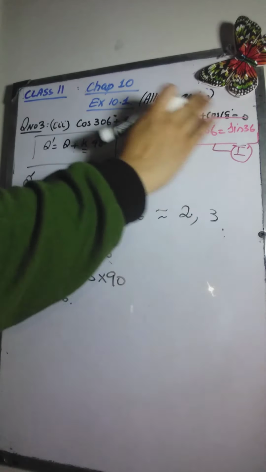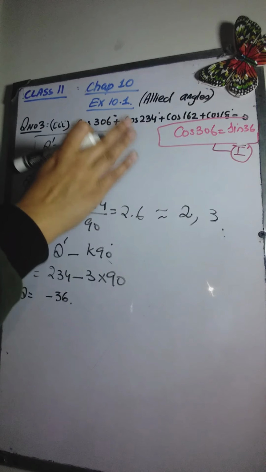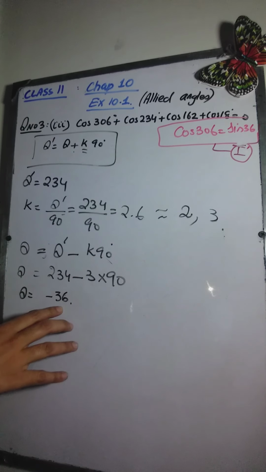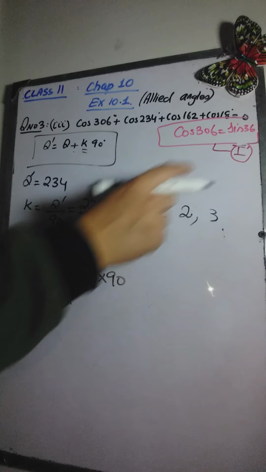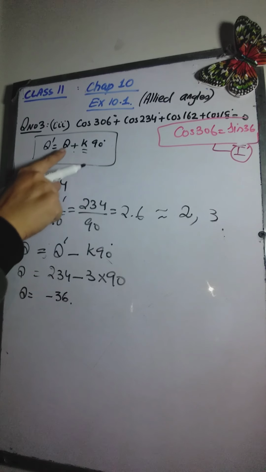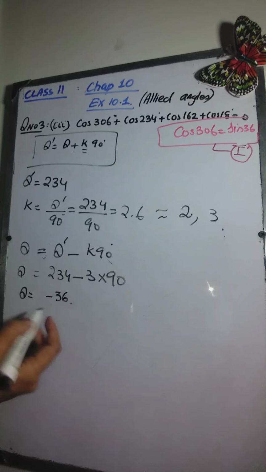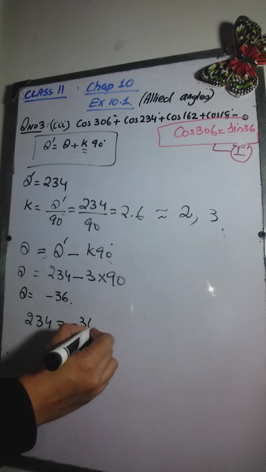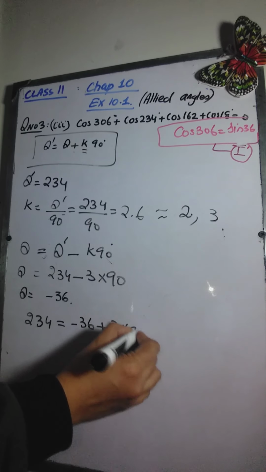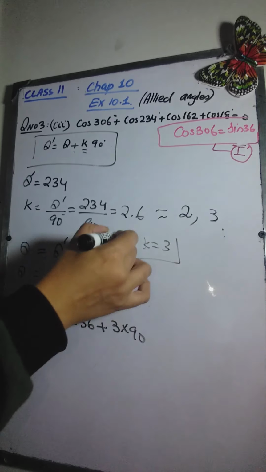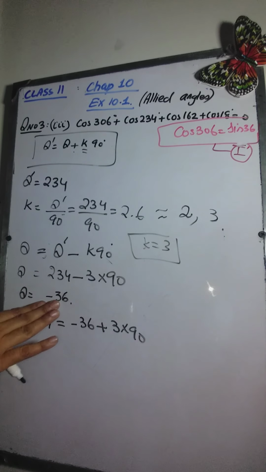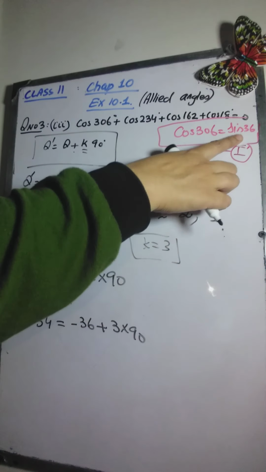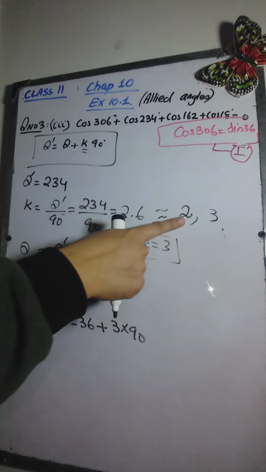We have to make this expression equal to 0. For that we need the same things with opposite signs. So we are trying to get 36 over here, because we already have sine 36, and now if theta is negative 36, then theta dash, which is 234, can be written as negative 36 plus 3 into 90. First I tried k is equal to 2, but it was giving us 54, and taking k is equal to 3 gave us 36, which is already involved. So that's why I prefer to take k is equal to 3 instead of 2.